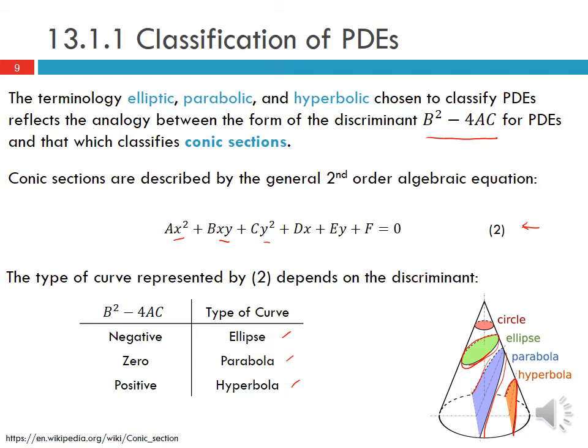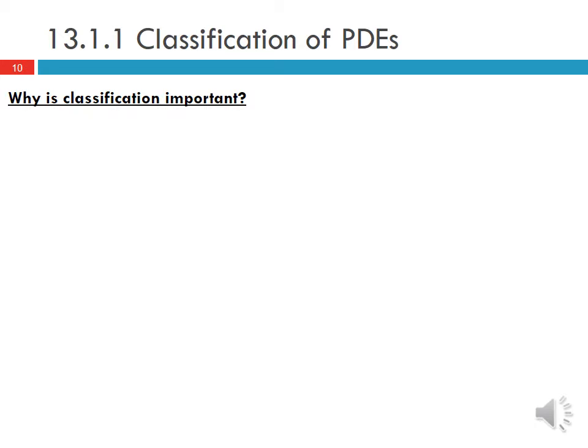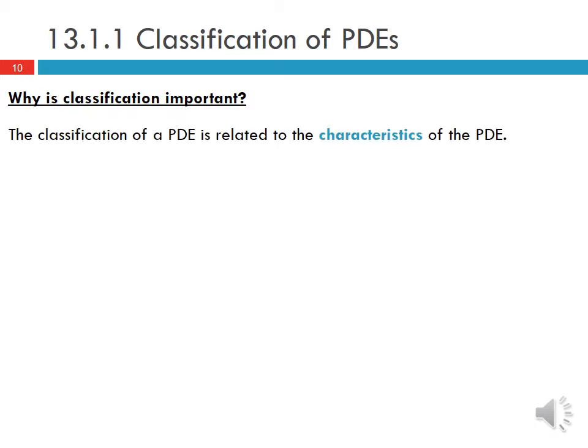So the names chosen for the PDEs are based on this analogy between the two types of equations, based on the analogy related to this b squared minus 4ac. So why is this classification important? Well, for PDEs, the classification is important because it's related to the characteristics of the PDE.